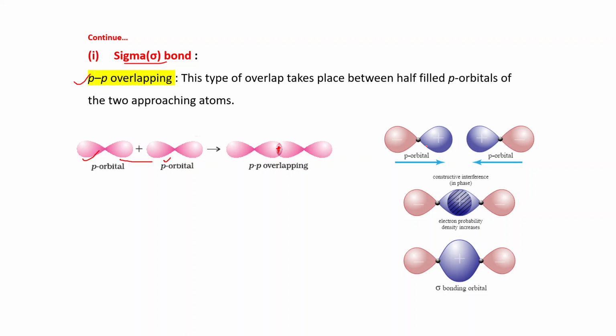You can also represent this. This is p orbital, this is the p orbital of another atom. Constructive interference is taking place, that is, these are in the same phase. This is positive, and electron probability density increases in between the nuclei, this one.